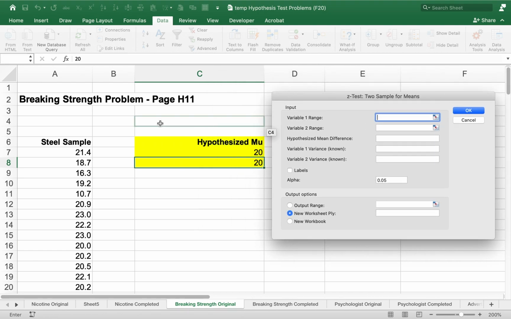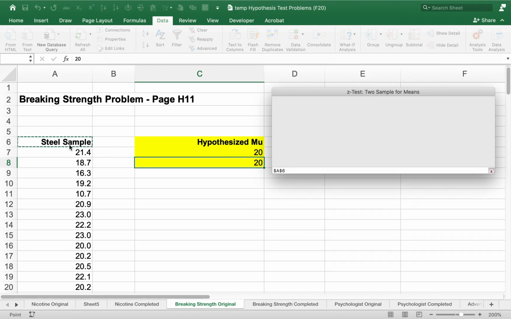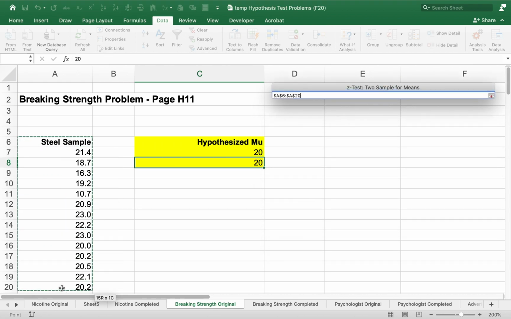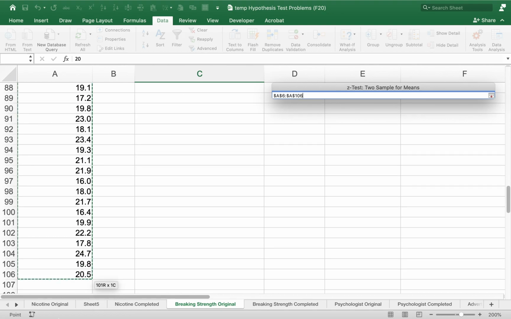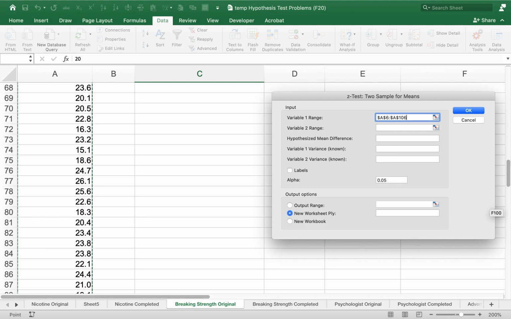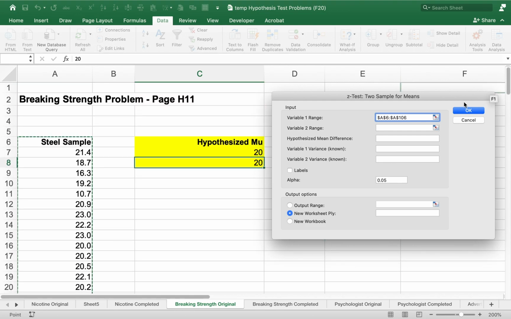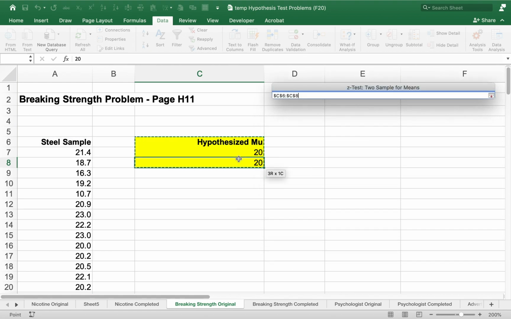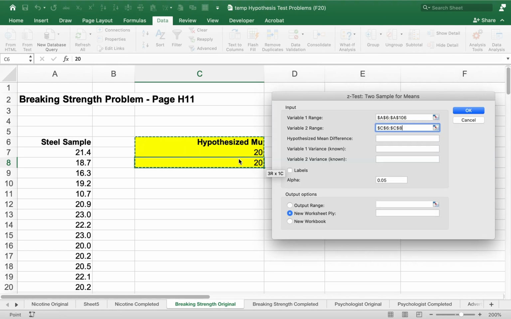So the variable 1 range would just be these guys here. That's your original sample. I'm including the title at the top that says steel sample, might be your question number. The variable 2 range are these 3 cells here. Remember that we include the title at the top and then at least 120. You can have 220 though. The hypothesized mean difference, just as before, is going to be 0.